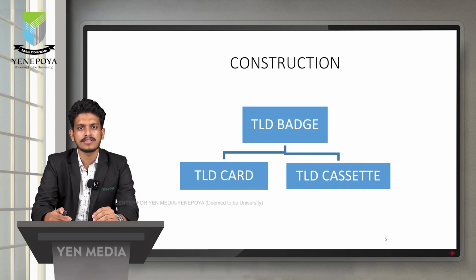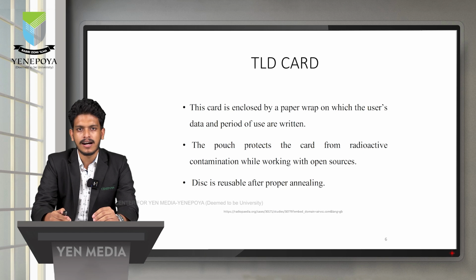Now coming to the construction of TLD, TLD basically consists of two main parts, that is TLD card and TLD cassette. First, the TLD card. The TLD card is a paper wrap which allows the visualization of user details and the period of its use. Usually, the name of whoever is using it will be there, and usually the TLD is used for 3 months. After 3 months, it is sent to authorized agencies such as AERB, where they will detect the amount of radiation level and then they will give it back.